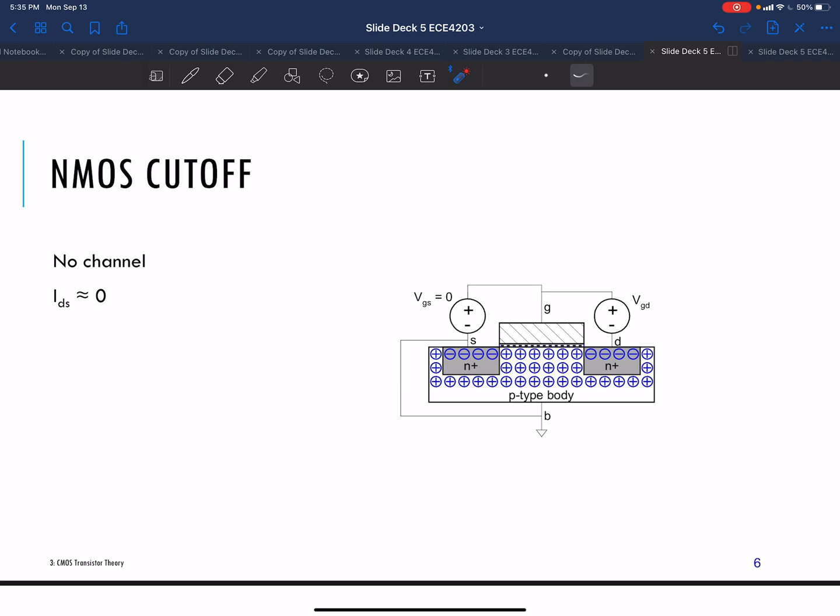So in this case, if I was going to draw our IV characteristics, VDS versus IDS, our V gate source is 0. So if I was going to draw the graph, it will just be a straight line, no current would flow. So this would be for VGS equal to 0.